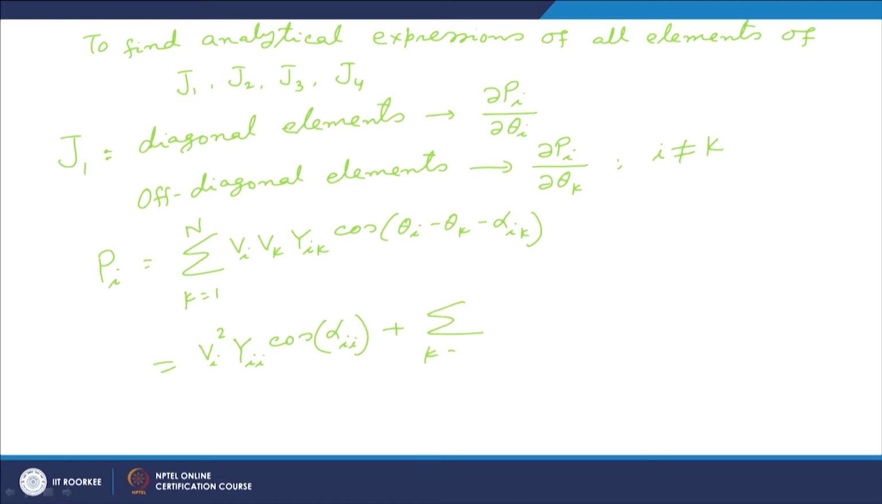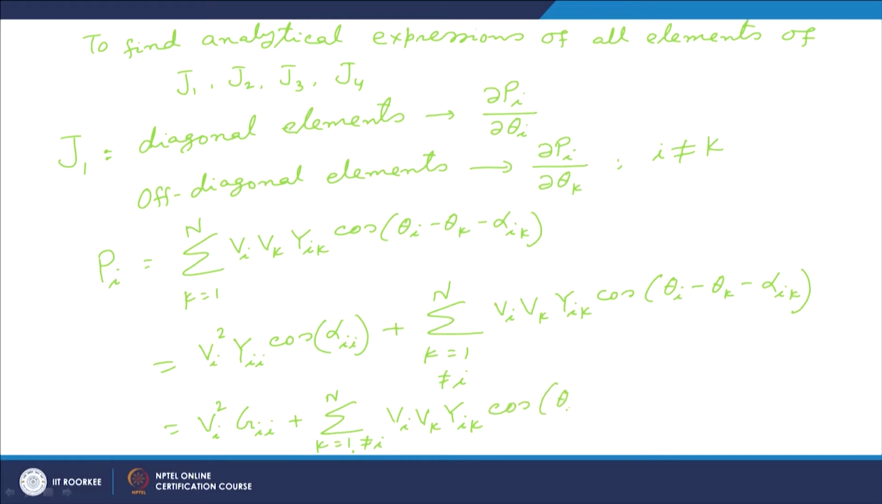plus the sum over k equal to 1 to n, k not equal to i, of Vi Vk Yik cos of theta i minus theta k minus alpha ik. For now we write the first term as Vi squared Gii, which we will explain shortly. So Pi equals Vi squared Gii plus the sum over k equal to 1 to n, k not equal to i, of Vi Vk Yik cos of theta i minus theta k minus alpha ik. Here we have introduced a term Gii.